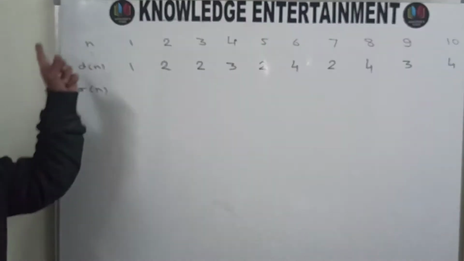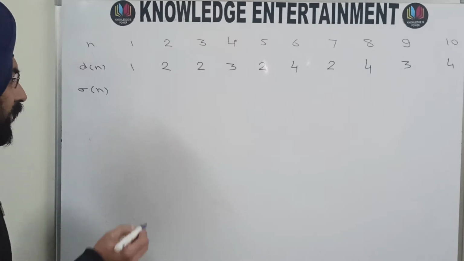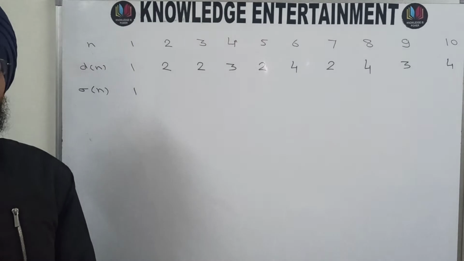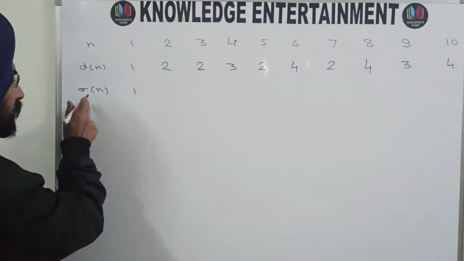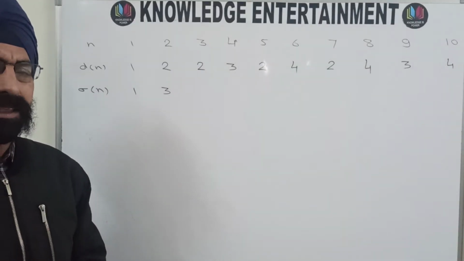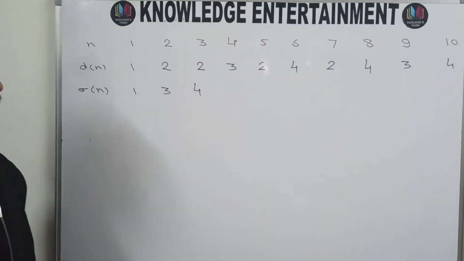So what is sigma 1? There is only one divisor, that is 1, and the sum of all divisors is again 1. For 2, there are 2 divisors, 1 and 2. So their sum is 3. So sigma 2 is 3. For 3, the 2 divisors are 1 and 3. So what is their sum? Their sum is 4. So that means sigma 3 is 4.